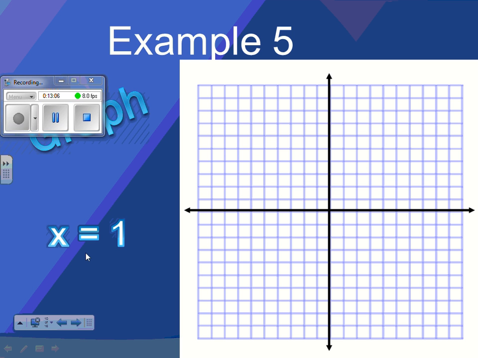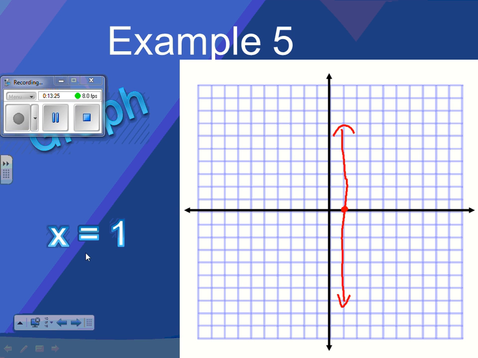What direction do I plot my first point? Up, down, right, or left? Right one. And then what way do I draw my line? Up and down. So what kind of slope does that have? Undefined. You need to know those. You need to memorize those.